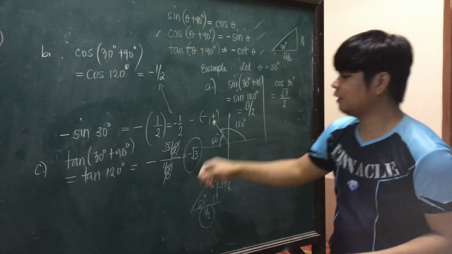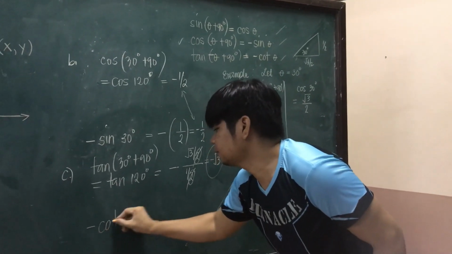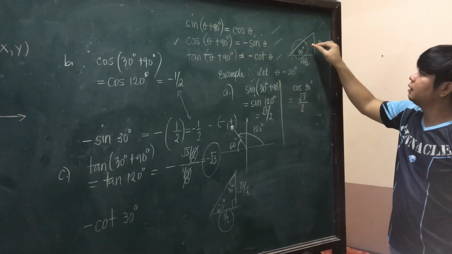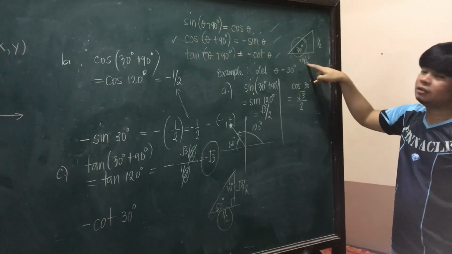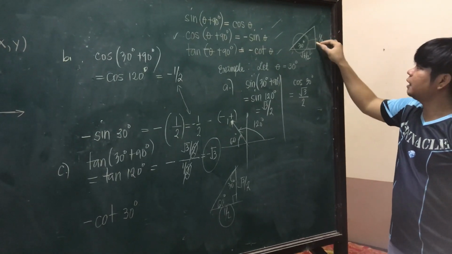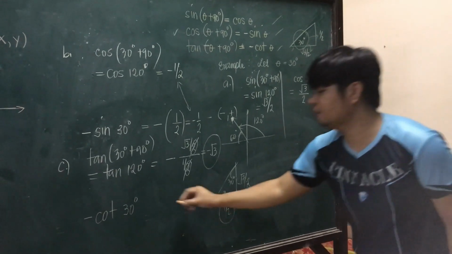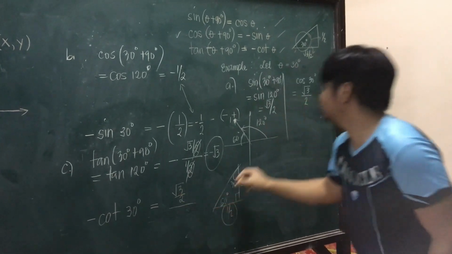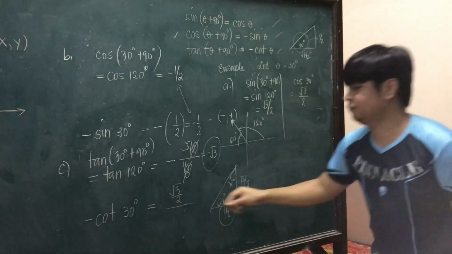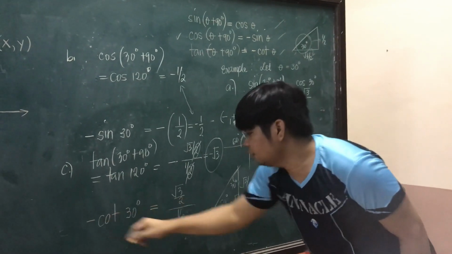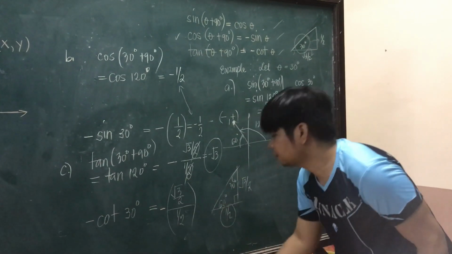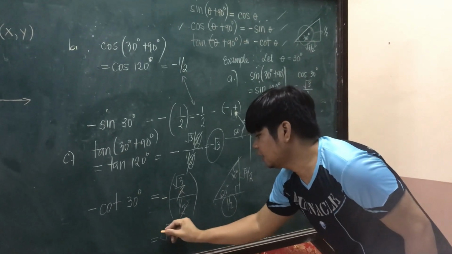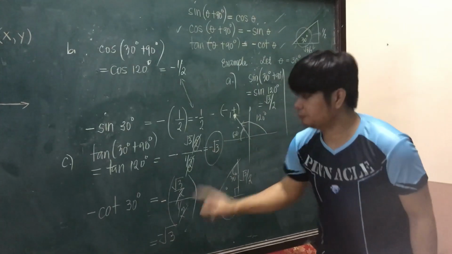So what about negative cotangent 30 degrees? If we have 30 degrees, the adjacent side is square root of 3 over 2 and the opposite side is 1/2. And negative of this, you see they are the same. So we have negative square root of 3.